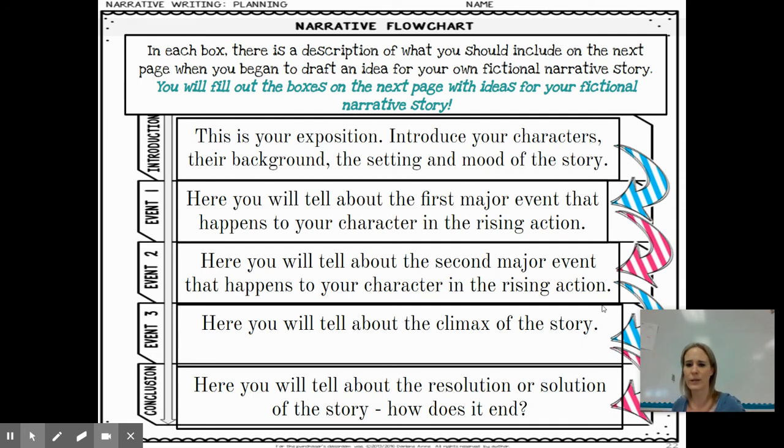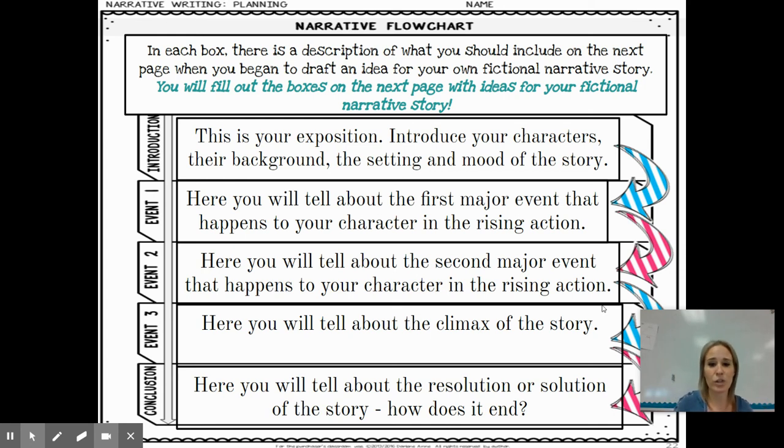Is it going to be a creepy story? Is it going to be a happy ending, cheerful, positive story? Well, you can think about it. We've talked about mood for a few weeks now. Then start to plan out what is going to be the event 1 that happens. This is where you're really maybe introducing the conflict of your story and maybe your antagonist.